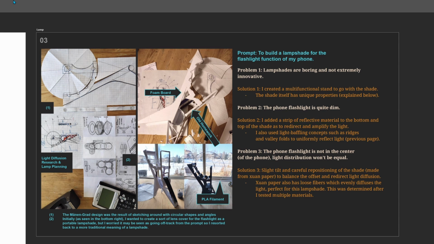And I also say here that I use light baffling concepts such as ridges and valley folds to uniformly reflect light. And I'll tell them to go back to the previous page. And this is a good trick here. Previous page.